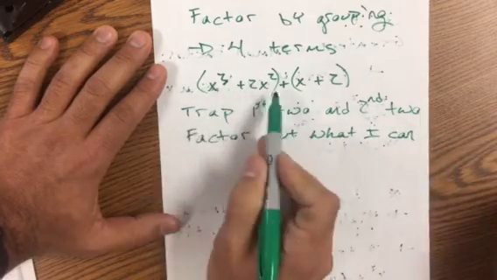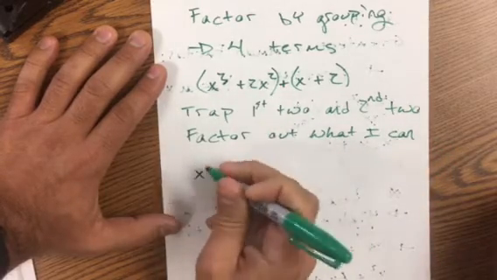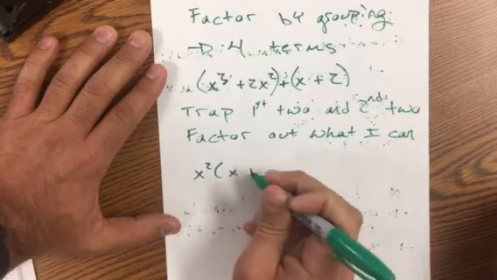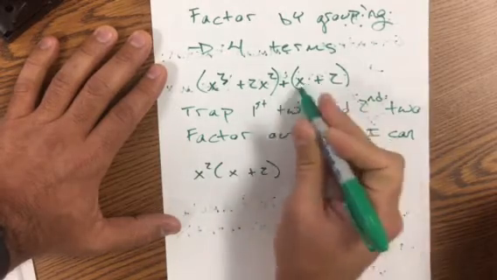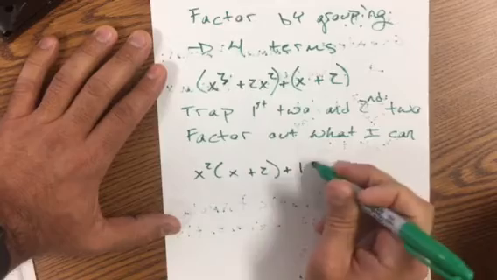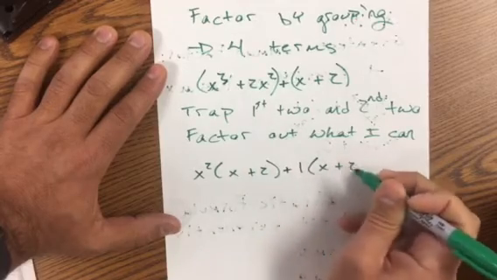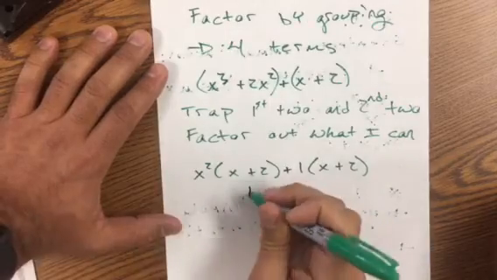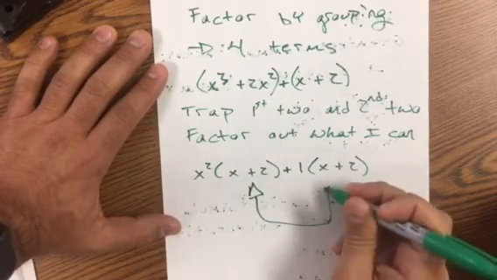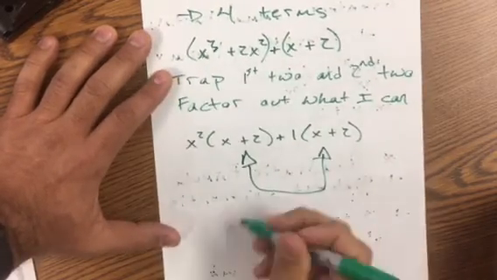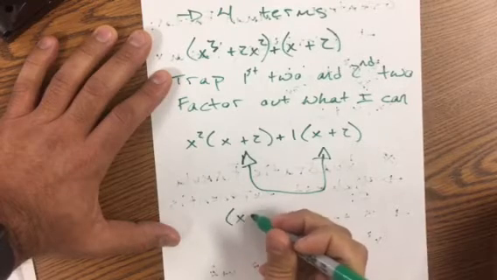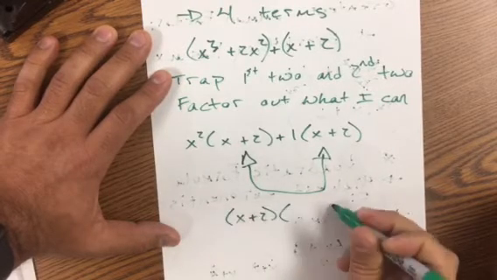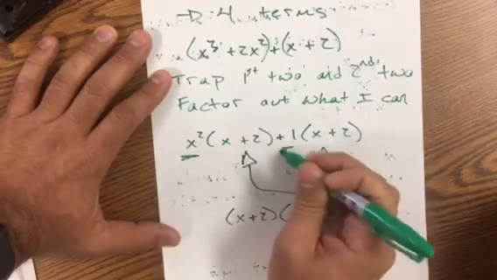So I look at this and I say, what can I factor out of both of these? An x squared, which leaves me with x plus 2. What can I factor out of both of these? Just a 1, which leaves me with x plus 2. Now, both of these have to be the same when I do factor by grouping. And when they are the same, I put it in one parentheses, and in the other parentheses, I put what's on the outside.